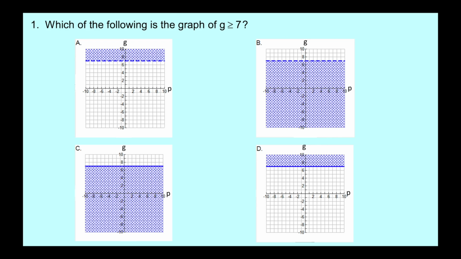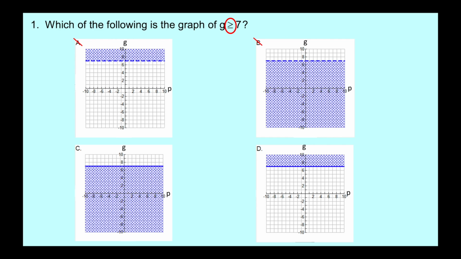So in example 1, we see we have g is greater than or equal to 7. One thing right away that we want to look at is a comparison of these lines to see what's the same and what's different. They all look like they're in the same position where g would be equal to 7. So one thing we can pay attention to is the type of inequality. This says greater than or equal to. With the equal sign, it means that this should be a solid line.